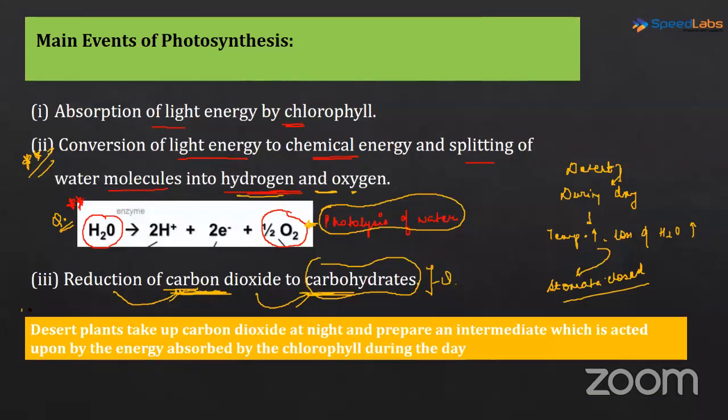Okay, so इसमें भी question आता है boards के अंदर. This is very important that how do desert plants perform the process of photosynthesis or what exactly is happening in them? क्योंकि दिन में temperature बहुत ज़्यादा होता है, वो stomata open नहीं कर सकते हैं. ओपन करेंगे तो क्या हो जाएगा, लॉस ऑफ वाटर हो जाएगा, और वो ये नहीं चाहते हैं, राइट? तो वो क्या करेंगे, रात को कार्बन डाइऑक्साइड लेते हैं, दे टेक अप कार्बन डाइऑक्साइड एट नाइट एंड प्रिपेयर एन इंटरमीडिएट व्हिच इज एक्टेड अपॉन बाय द एनर्जी एब्जॉर्ब्ड बाय क्लोरोफिल ड्यूरिंग द डे. ओके, आई होप आई एम क्लियर ऑन दिस पार्ट.